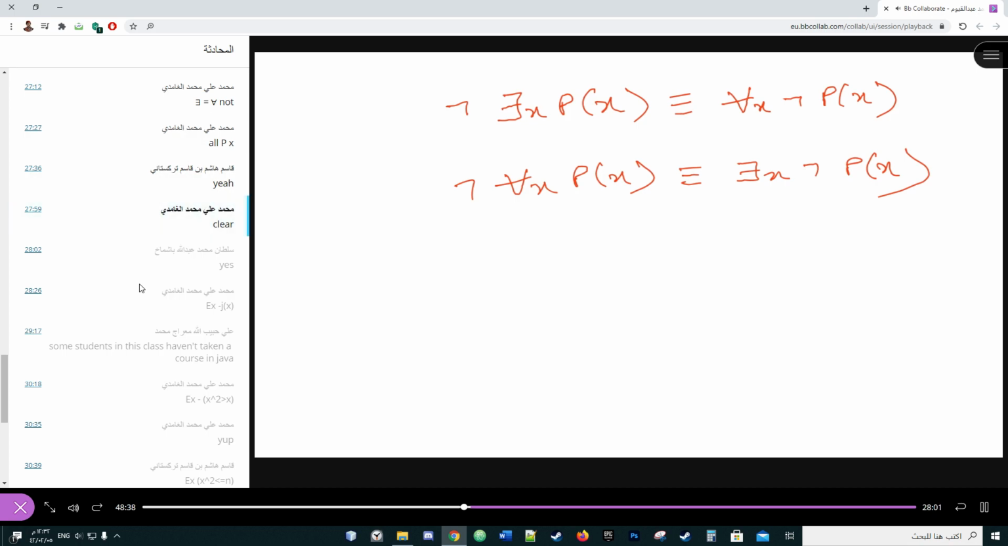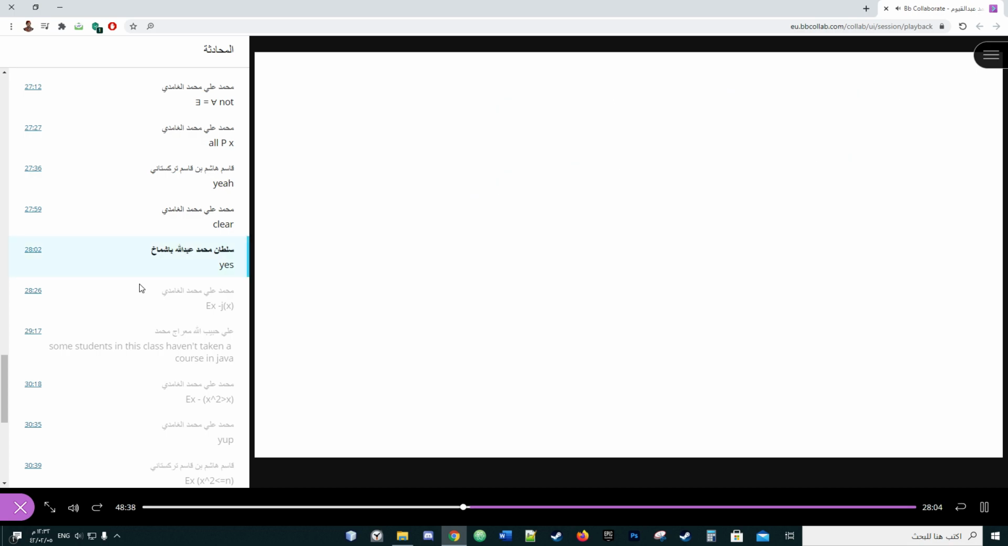Okay, now we'll do some experiment with this. Every student in your class has taken a course in Java. You will be given a statement like this, said in English, and you will be asked to negate it. When you are asked to negate it, just put a symbol here, and then this is your negation.